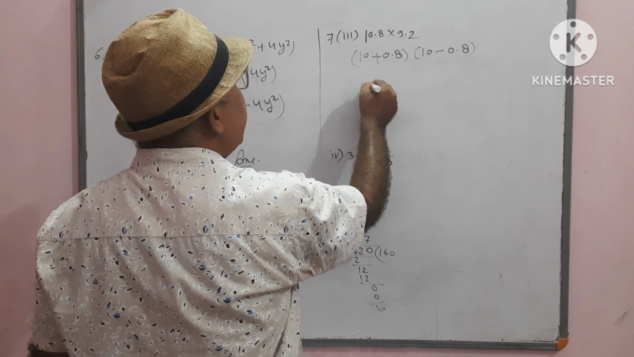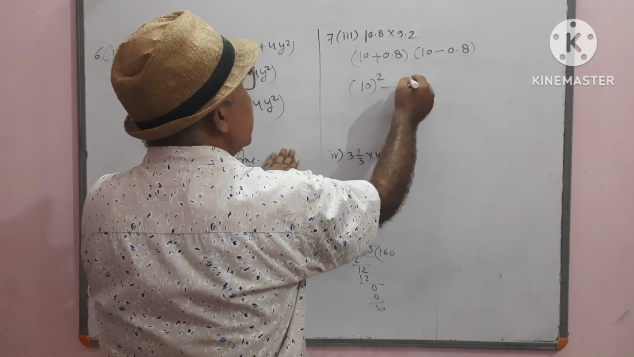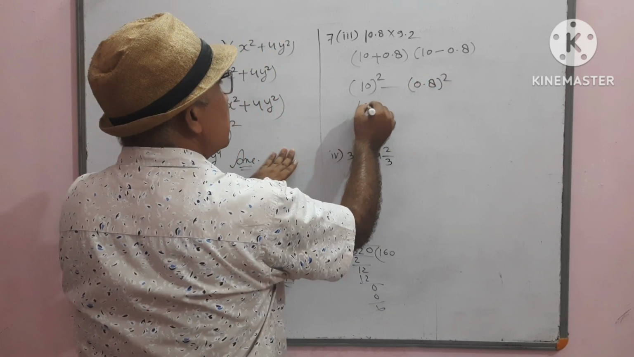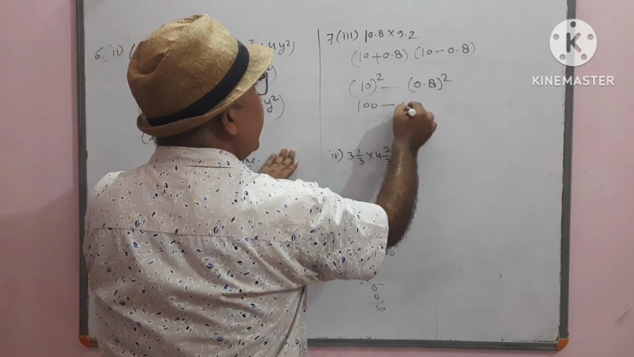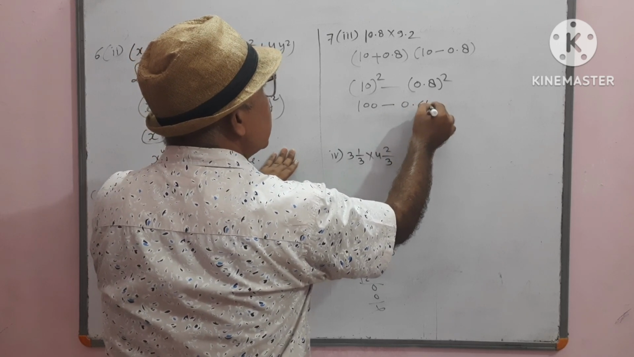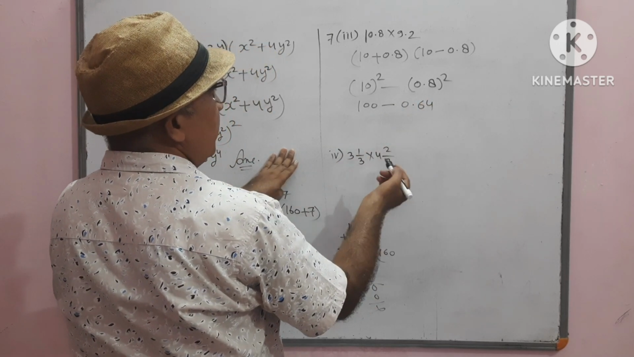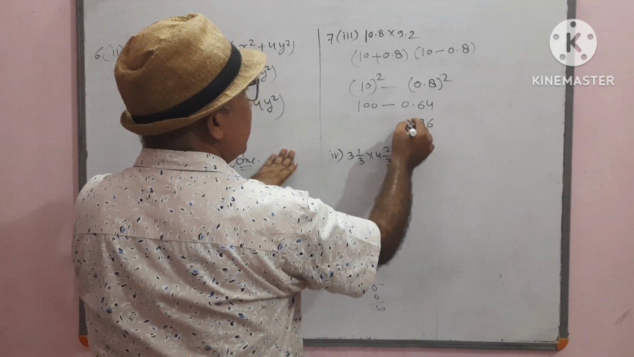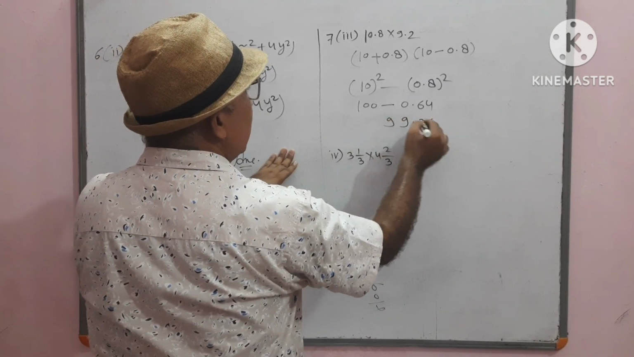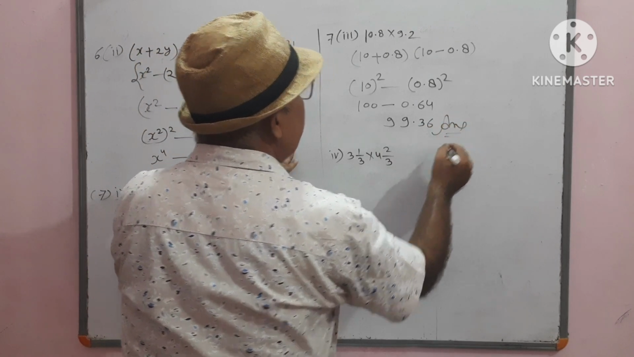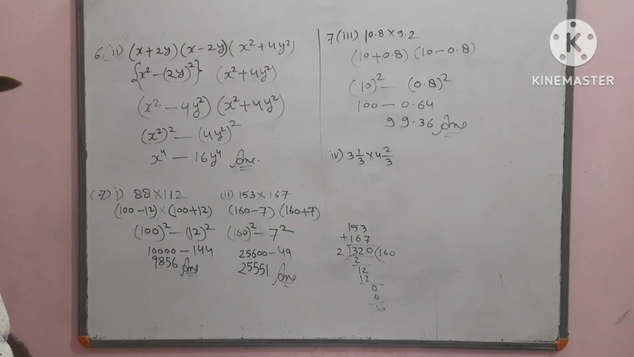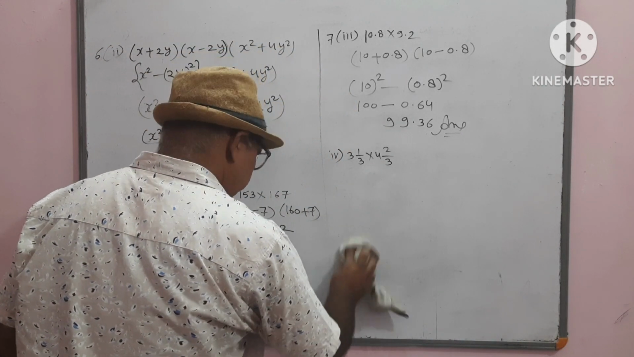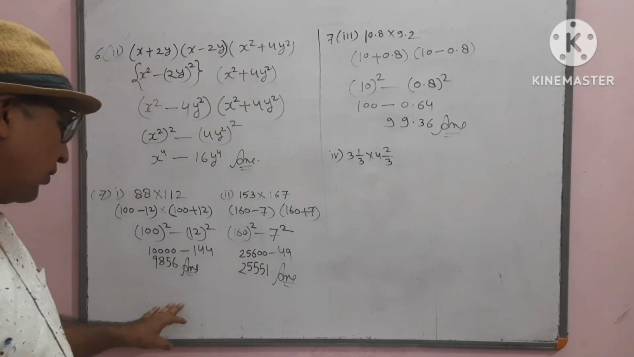Now use the identity. A square minus B square. So 10 square is 100. 0.8 square is 0.64. Now subtract it. 10 minus 4 is 6. 9 minus 6 is 3. Here is 9 and there is also 9. That means 99.36. Understood it? Now see the last question of this chapter. Remaining is your homework. Okay.